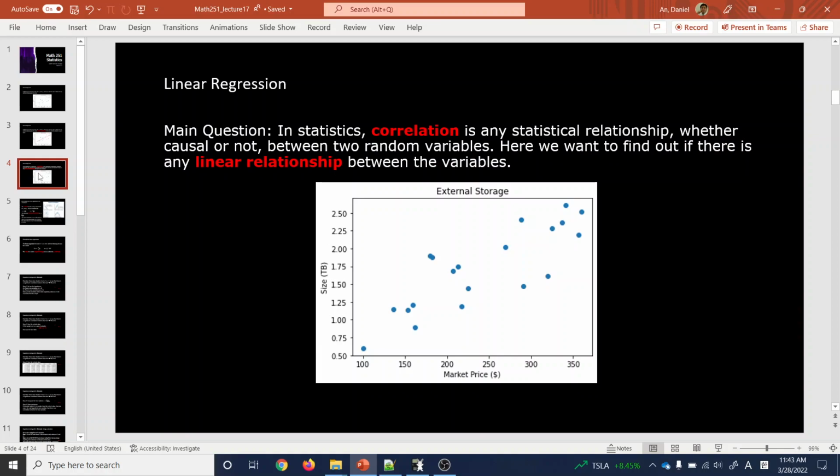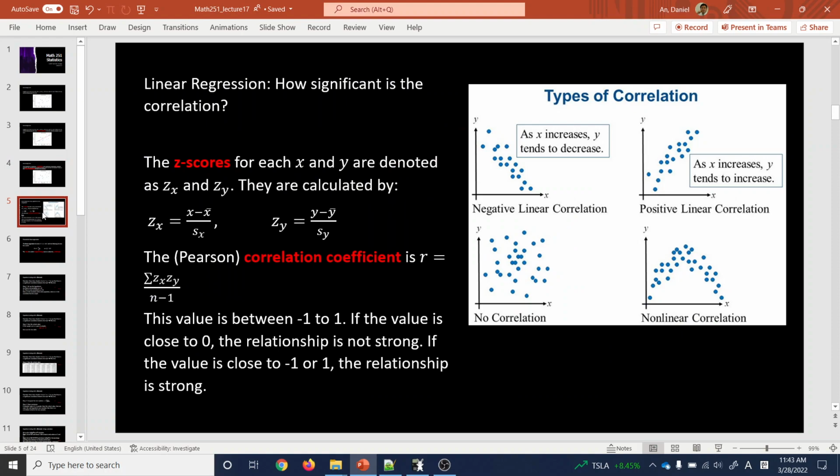Okay, in statistics, correlation is any statistical relationship, whether causal or not, between two random variables. So we're really looking for correlation. Okay, so what is this thing called correlation? Well, as formulas, this is what you do.